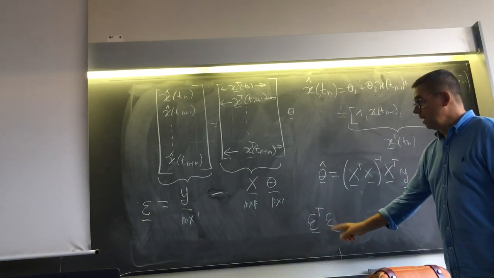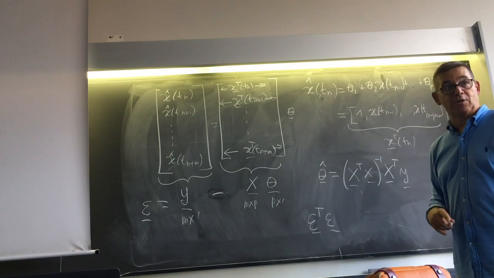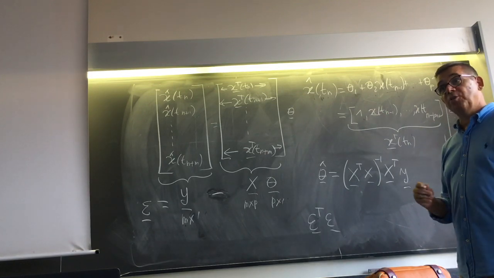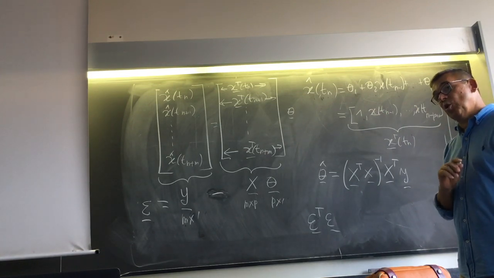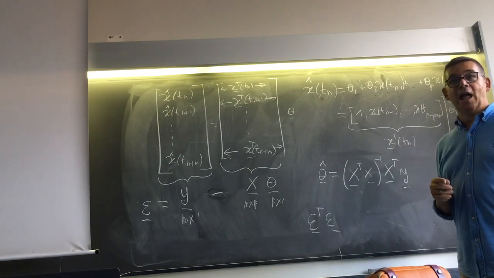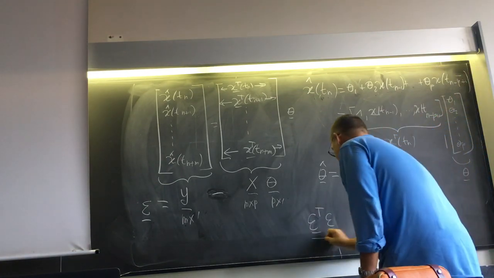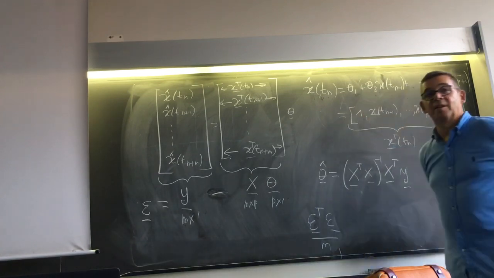Epsilon transpose epsilon is the sum of the errors. If I want to know the mean square error, then I divide everything by n. Okay?